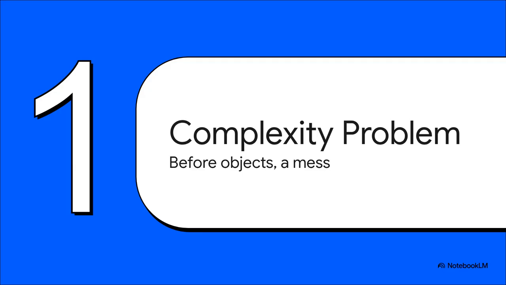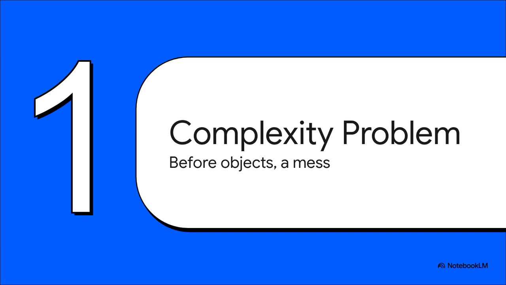So to really appreciate why OOP is such a game changer, you gotta understand the problem it was trying to solve. Back in the early days of programming, the bigger a program got, the more chaotic it became. We're talking a giant web of functions and data all tangled together. Imagine trying to fix one tiny bug and accidentally breaking 10 other things. Seriously, it was a total maintenance nightmare.